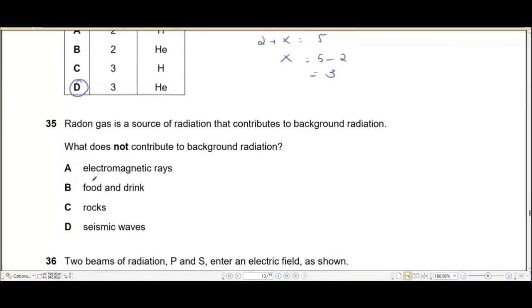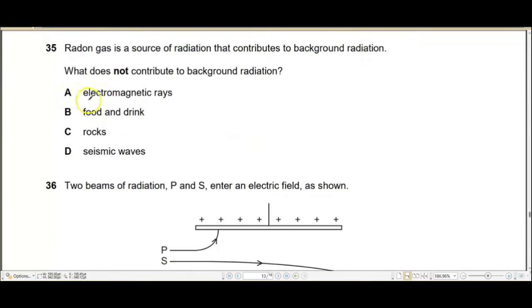Question number 35. Radon gas is a source of radiation and contributes to the background radiation. What does not contribute to the background radiation?